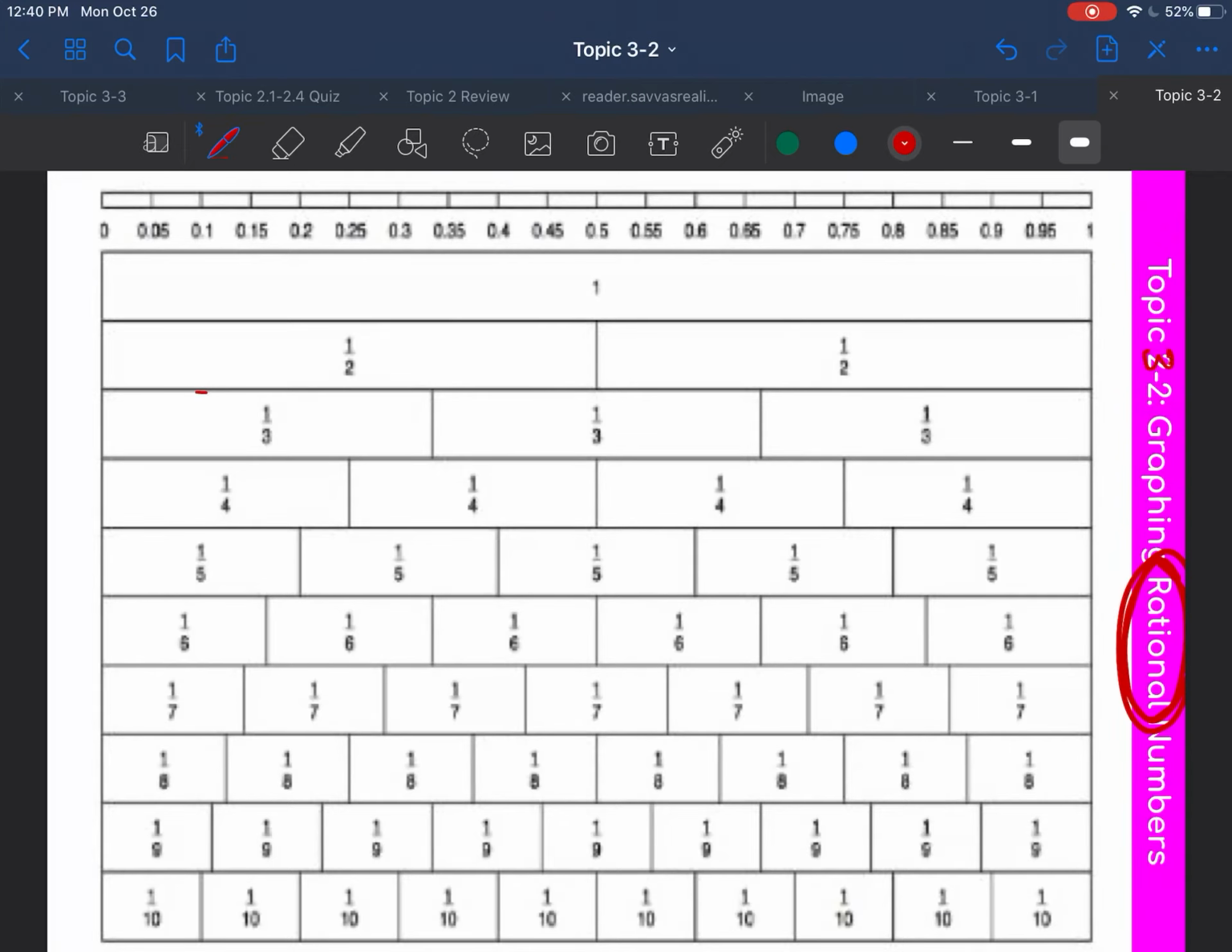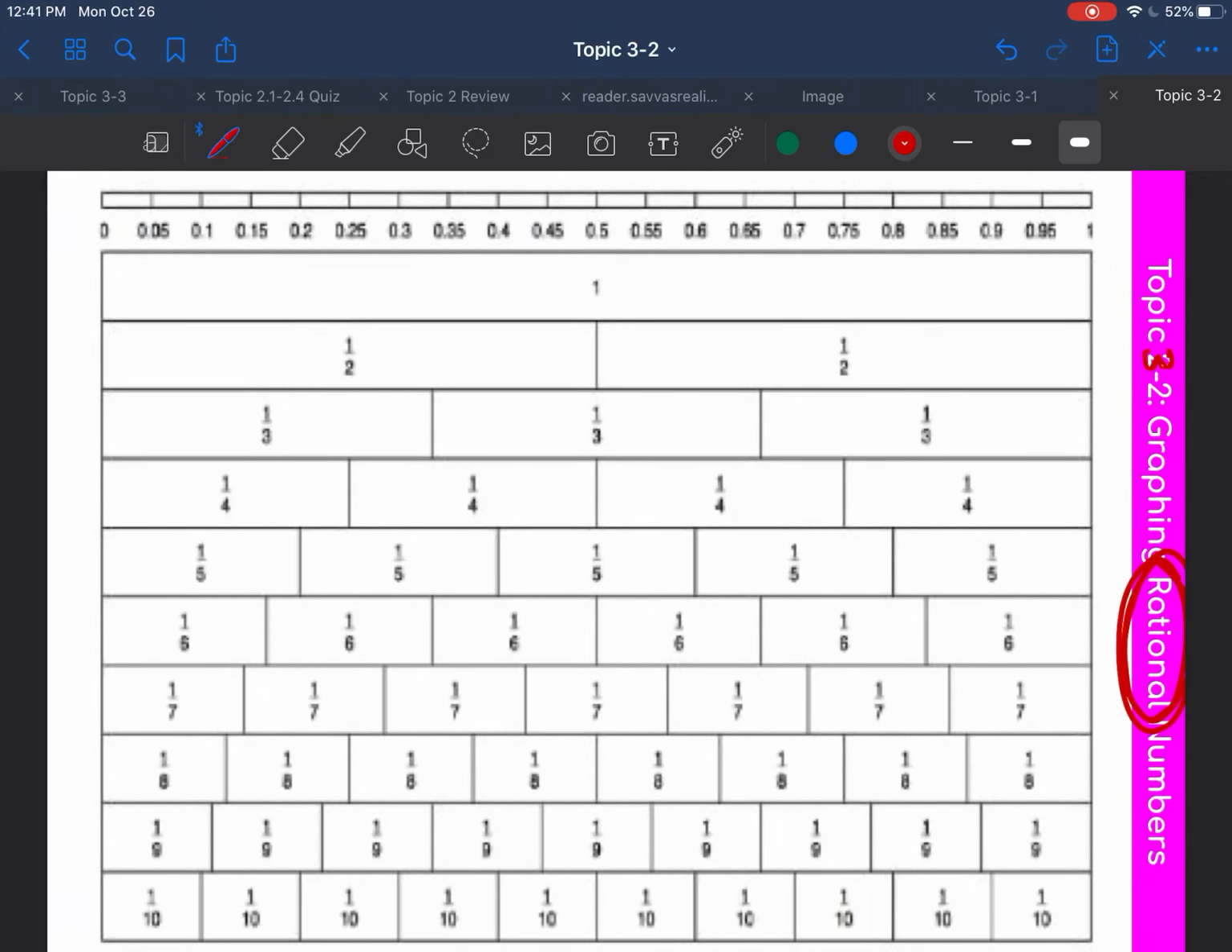Now, this is actually supposed to be topic 3-2. By accident, I wrote topic 2-2. So we're going to be graphing rational numbers. A rational number is basically any number that can be turned into a fraction. Half is a rational number. The number 3 is a rational number because you can put it over a 1 to make it a fraction. So a rational number is any number that can be turned into a fraction, and we're going to be graphing these rational numbers.